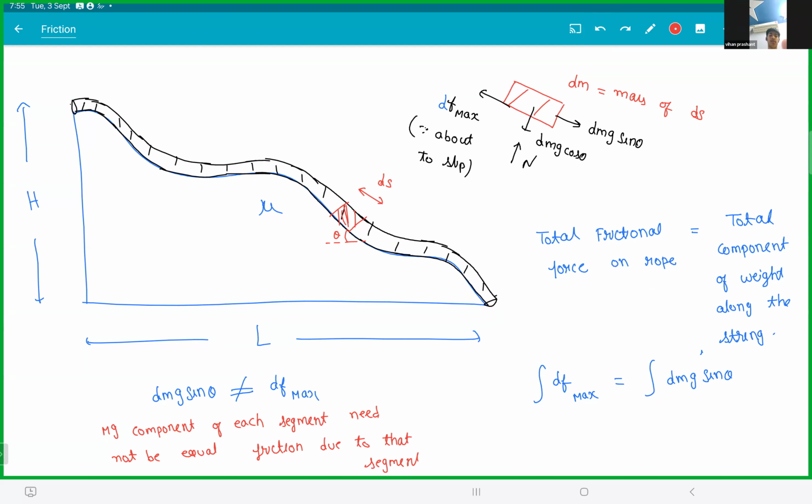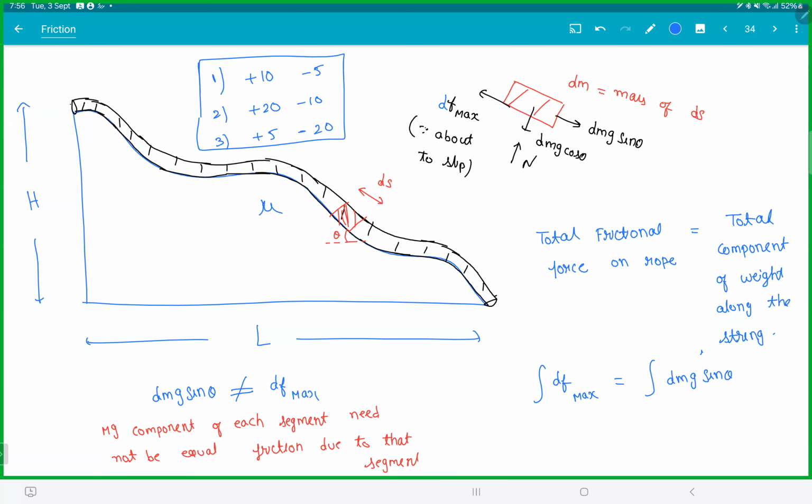Think of it like this: they are equal only when integrated. Let's say I'm giving you some money and taking some money from you. On day 1, I gave you 10 rupees, but I took 5 rupees from you. Day 2, I gave you 20 rupees, but I took 10 rupees from you. Day 3, I gave you 5 rupees and let's say I took 20 rupees from you. At the end of the 3 days, how much did I give you and how much did I take? Net is 0.